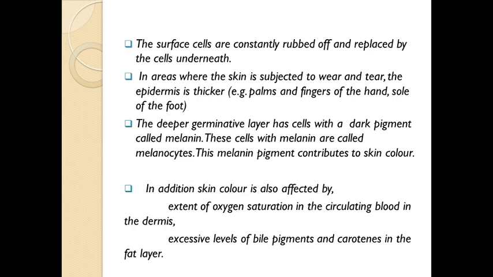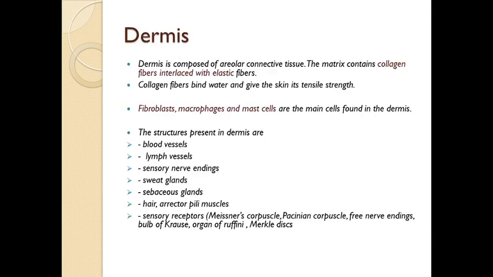But melanin pigment is not the only factor that contributes to skin color. There are two other additional factors that affect the skin color. They are the extent of oxygen saturation in the circulating blood of the dermis, and excessive levels of bile pigments and carotenes in the fat layer. So these two factors, along with the amount of melanin in melanocytes, contribute to skin color. Now, when the inner layer, dermis, is considered, the dermis is composed of areolar connective tissue. So it is an areolar connective tissue.